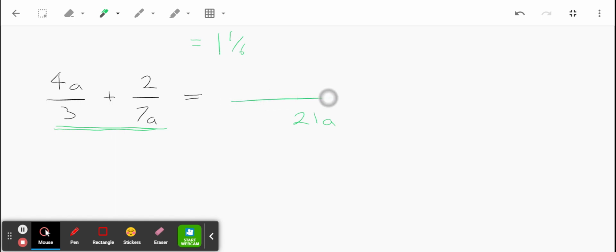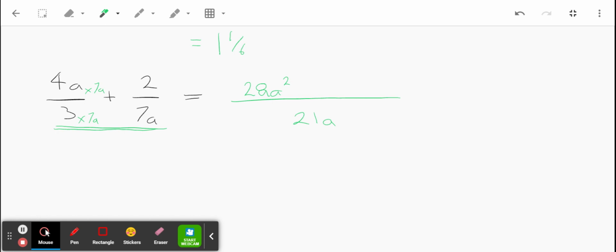So that's our denominator. To get 3 to be 21a, I need to multiply this by 7a. If I do it to the bottom, I also need to do it to the top. So 7a over 7a is what I'm multiplying. So I've got 3 times 7a is 21a. So 4a times 7a is 28a squared. 4 times 7 is 28. a times a is a squared.